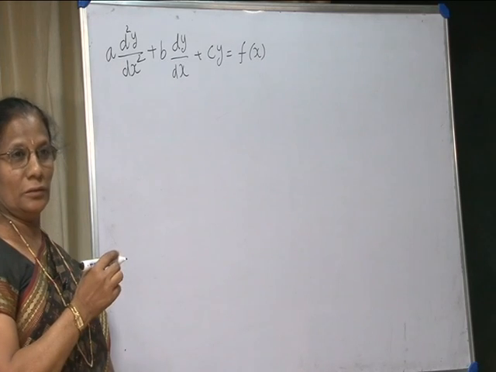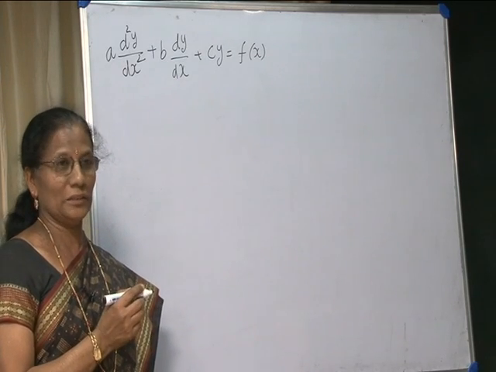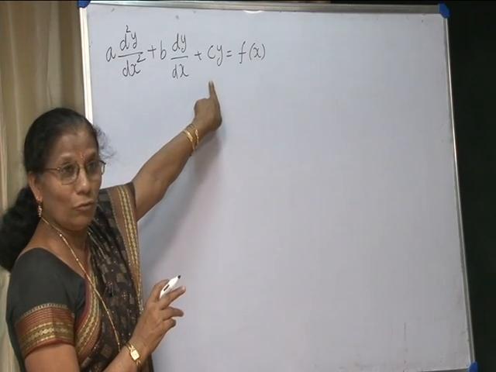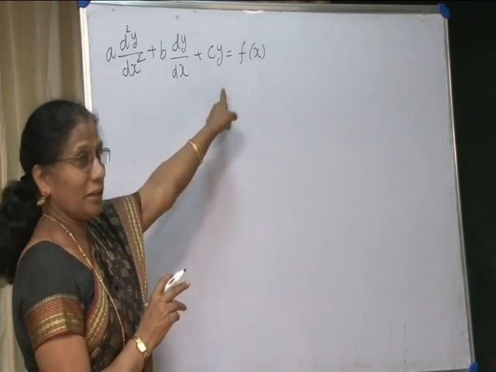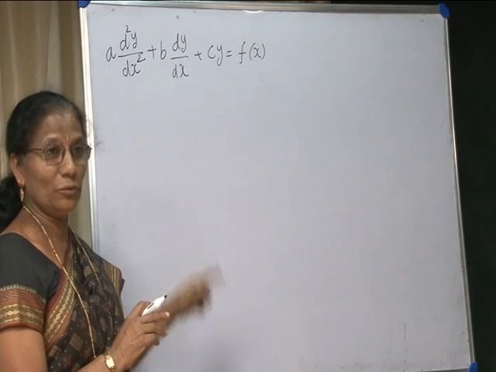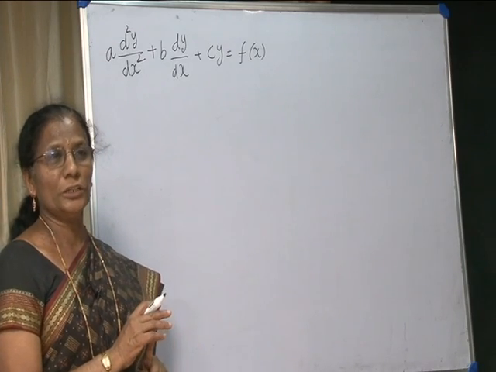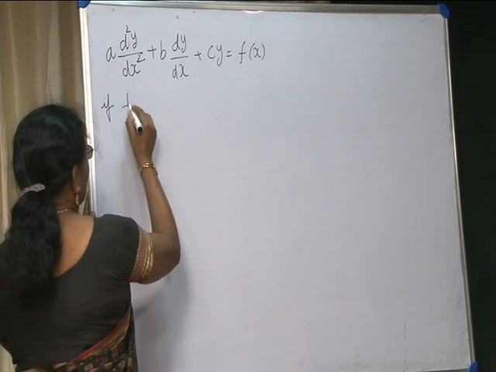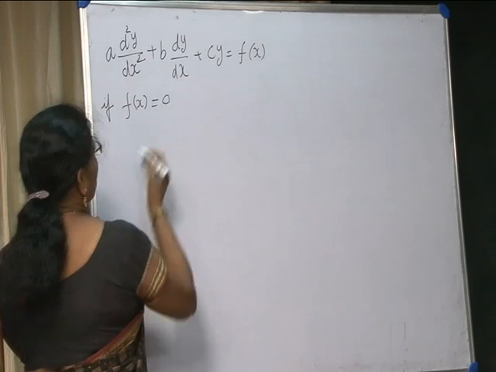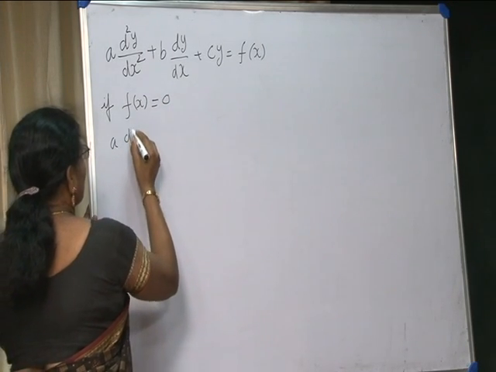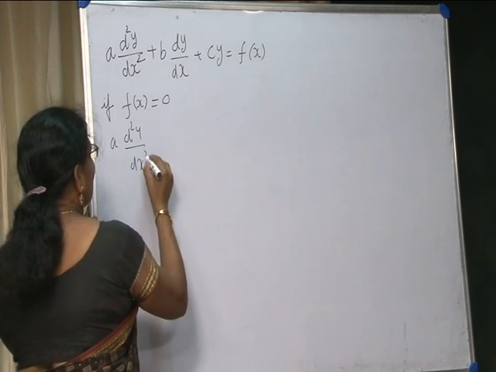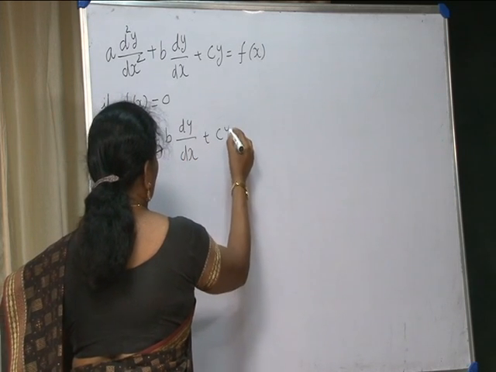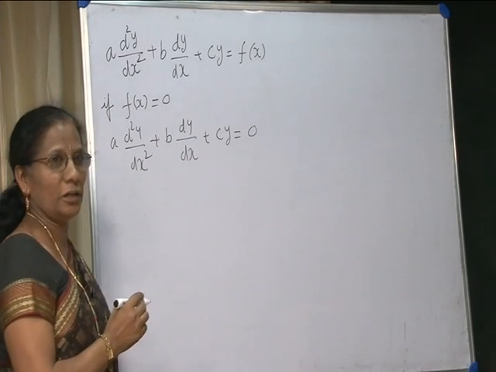But actually in the previous class I have written f of x y, but it is not f of x y, it is f of x. Already we have taken the y value to this side. So this is a second order linear equation, but we are going to study the second order homogeneous linear equation. If f of x is equal to 0, it becomes a into d squared y by dx squared plus b into dy by dx plus cy is equal to 0. This is a homogeneous second order linear equation.